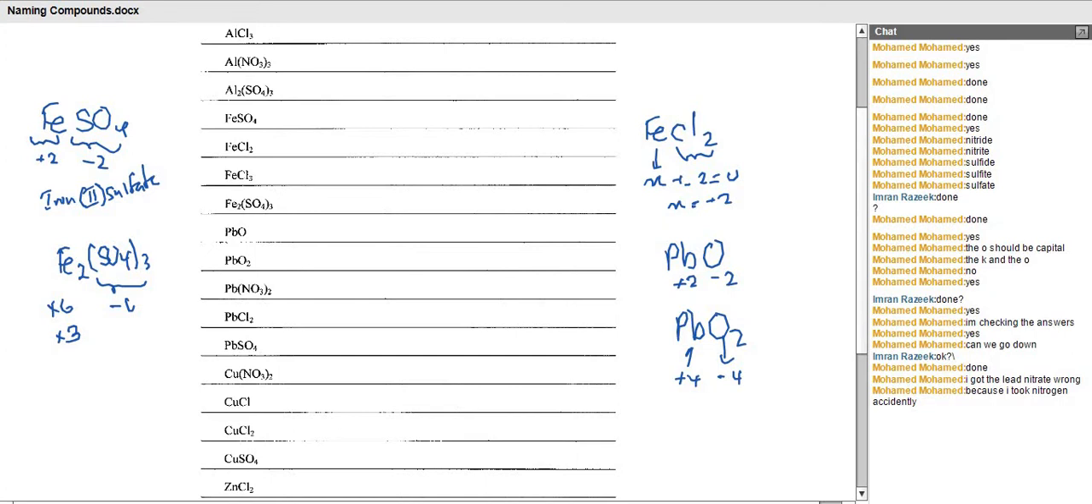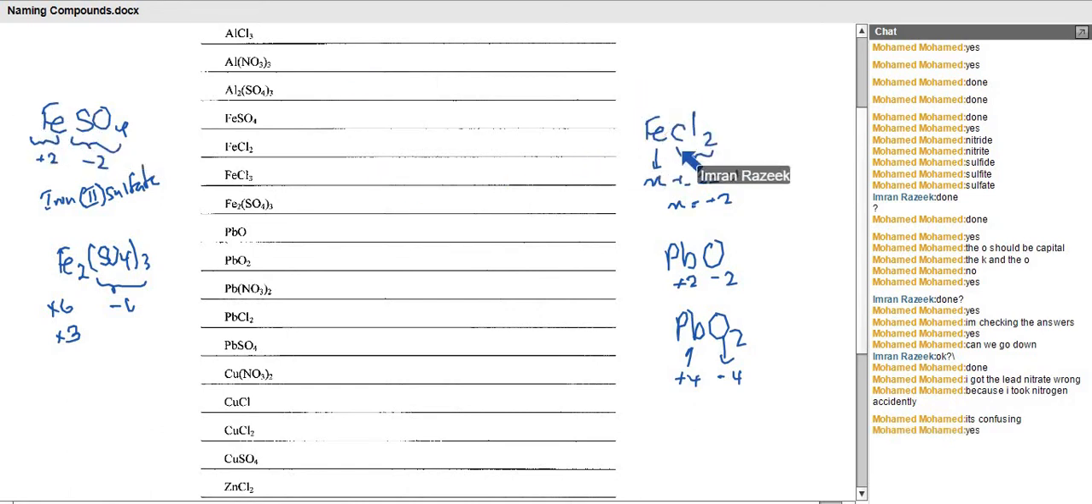Clear? So you have to calculate the valency if it is a multivalent element, like iron, lead, copper. Is that clear? Which one is confusing? For iron sulfate, the sum is always equal to 0. Now see the sulfate, you know it's minus 2, so the iron should be plus 2. I'll go one by one. Sulfate is minus 2 and iron is plus 2, so iron(II) sulfate.